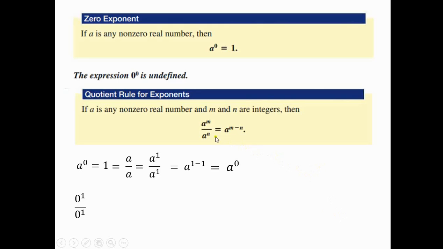But let's just for fun apply the quotient rule to this particular expression. Let's keep the base, subtract the exponent of the denominator from the exponent of the numerator. So we got 0 to the power of 1 minus 1, which is 0 to the 0, which we said was undefined. And that is consistent with our definition of division by 0, which is undefined. So things are supported by our rules so far.